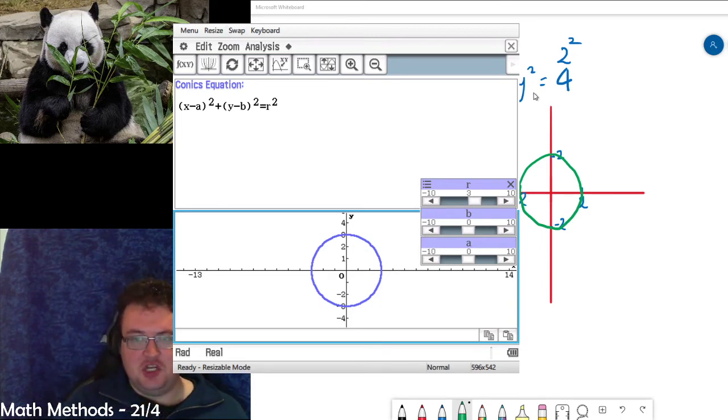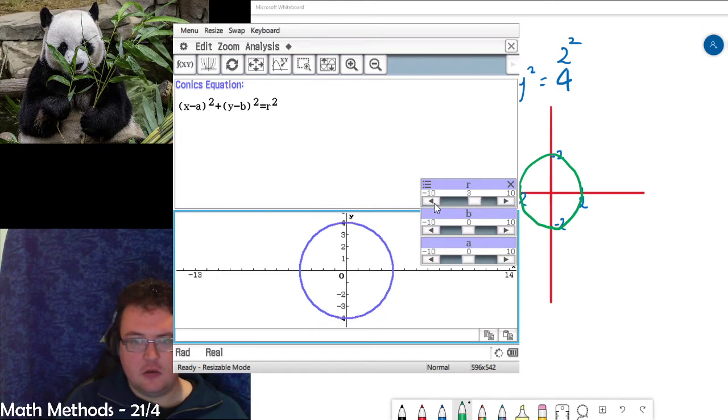So we can adjust the radius by changing R. We can move the center up and down by moving the B value, so what's next to Y. And then we can change the A value to move it left and right.